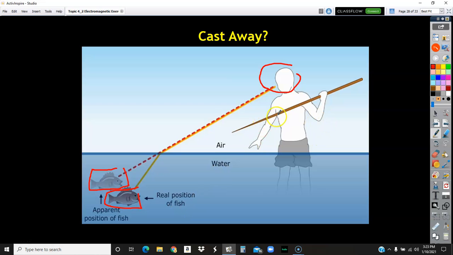So it took Tom Hanks a little while there. He finally got the hang of it and realized, oh, the fish is not here, it's over here. He's got to aim a little bit to the left or a little bit to the right, and then he finally figured that out and started spear fishing correctly.